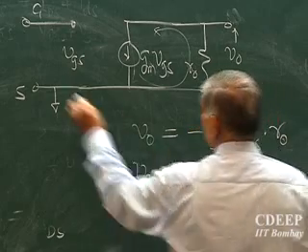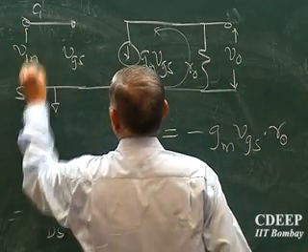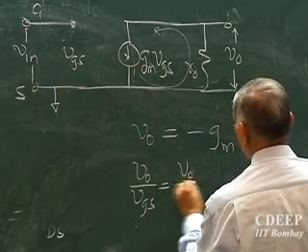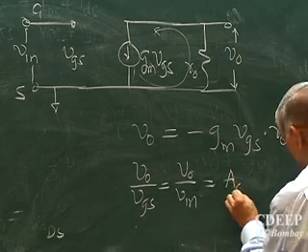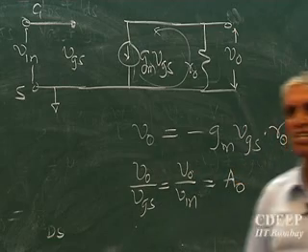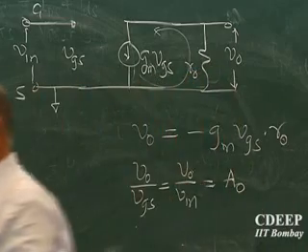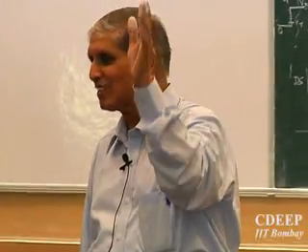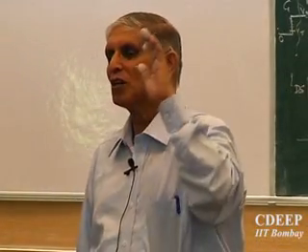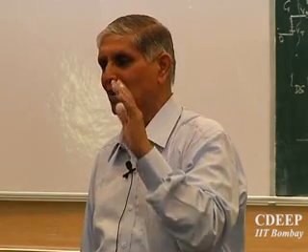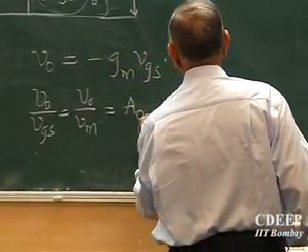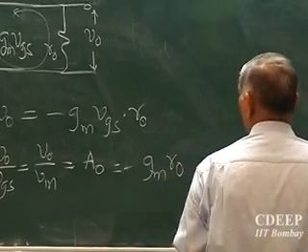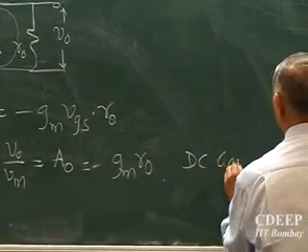VGS is input. Vin is the same as VGS. So V0 by Vin is called gain, and since it is frequency independent, it's called DC gain. Why is it called DC? DC means zero frequency. But this is not really a DC gain, in the sense the signal is small signal, but all analog people declare frequency independent values as DC gain. So A0 is equal to minus GM times R0, which is called DC gain.